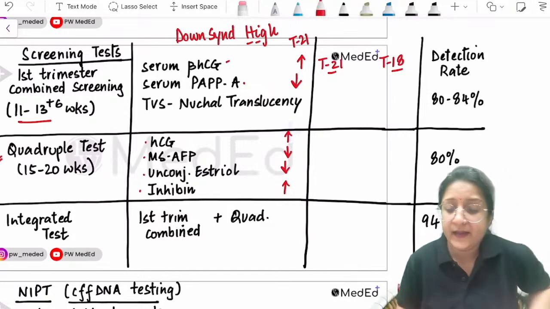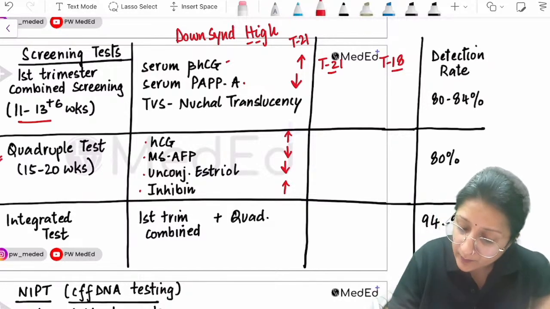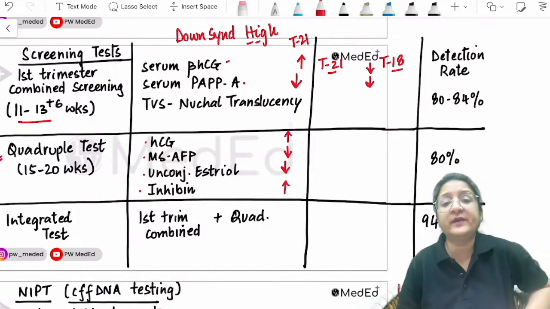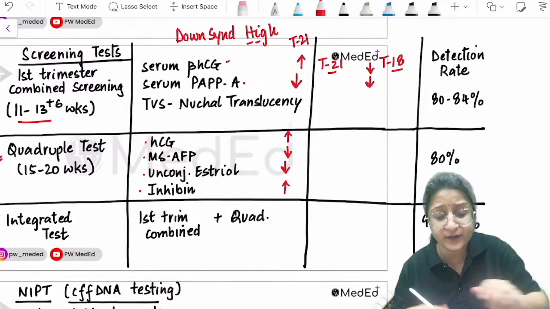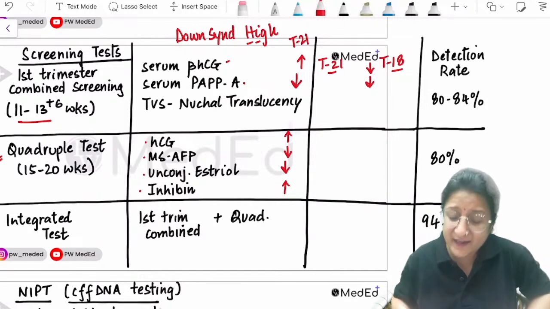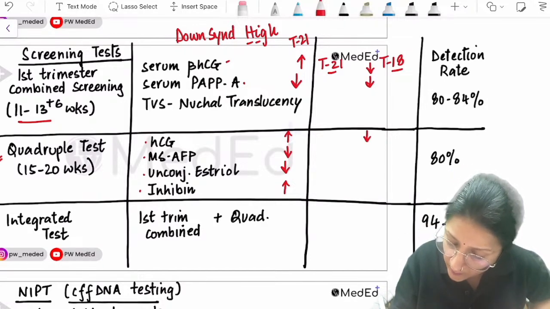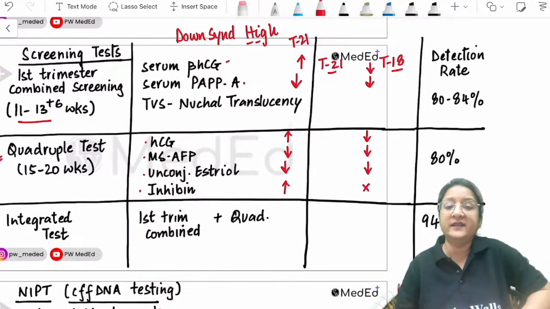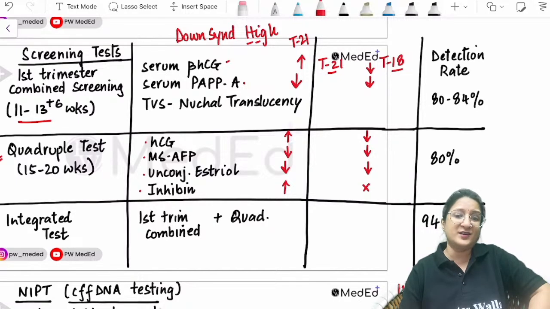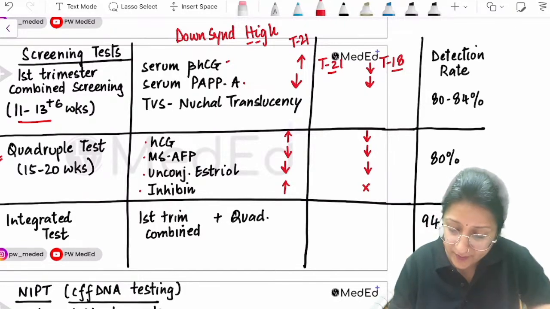In trisomy 18, both are low. Beta HCG and PAPP-A both are low. That's an important pointer to remember. And as far as the quad test goes, HCG is low and all are low. Inhibin is not part of the calculation while calculating the risk for trisomy 18. So these are important additional extra MCQ pointers.